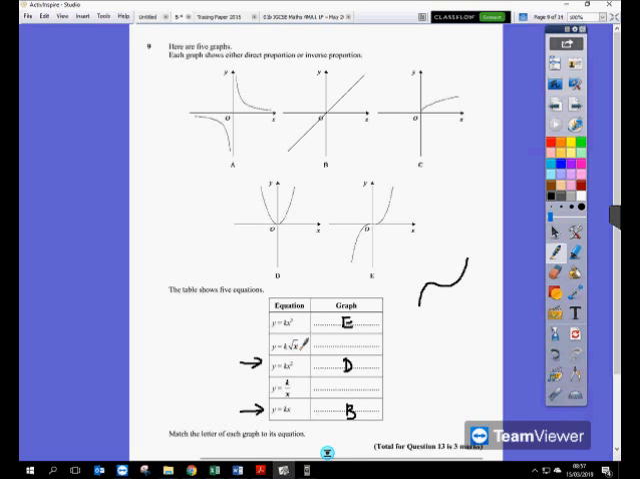Square root of x. You can't square root a negative number, so it's got to be C because the graph doesn't exist for this part. And this one, k over x, which is known as a reciprocal graph, you cannot divide by 0. So at 0, the graph doesn't exist. There's an asymptote there. So that's A.